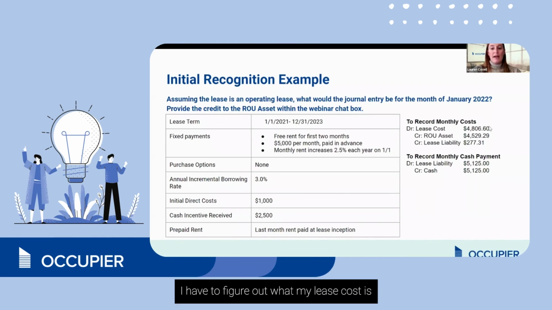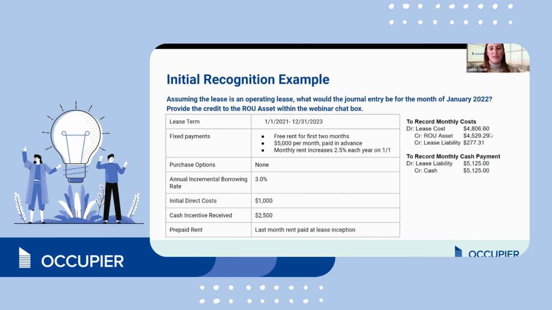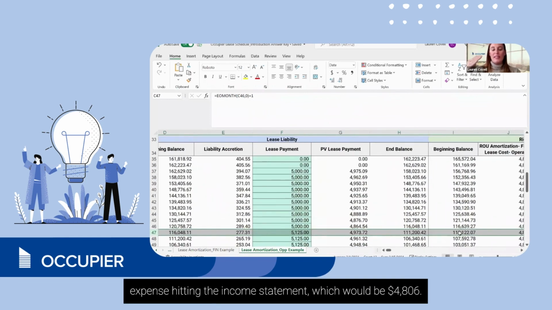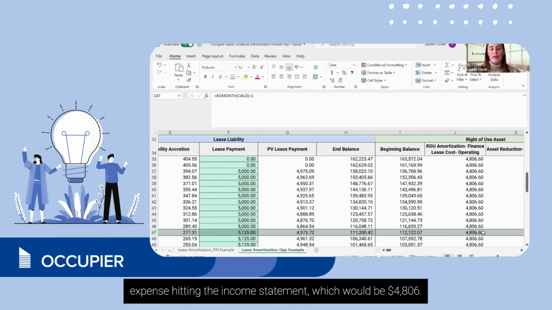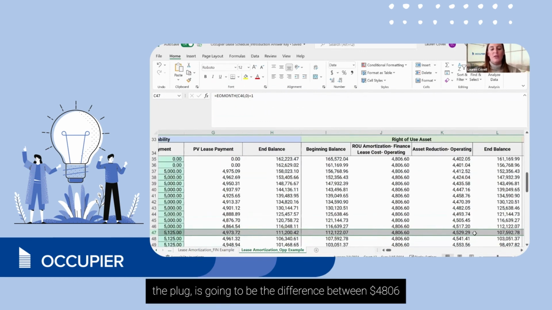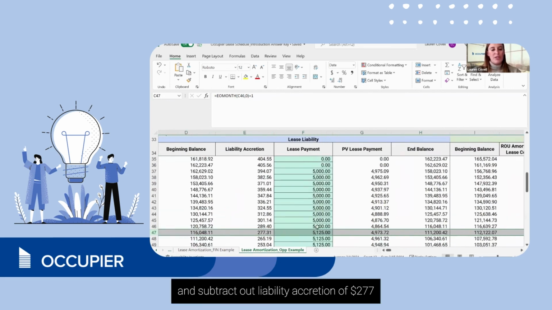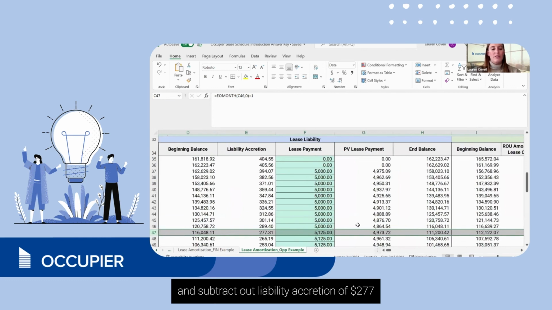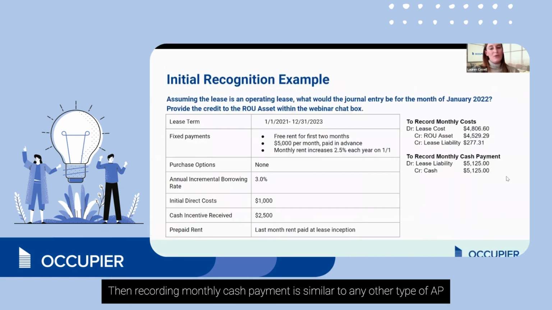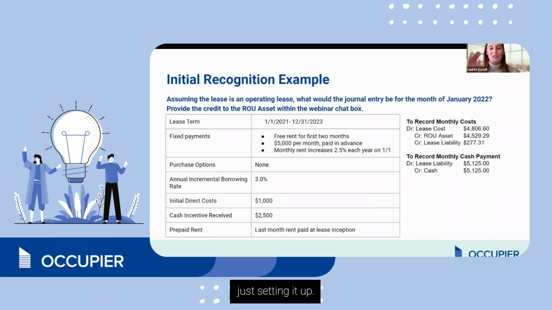I have to figure out what my lease cost is, which is that straight line expense hitting the income statement, which would be 4,806. My asset reduction, the plug, is going to be the difference between 4,806 and the liability accretion of 277, to get to this asset reduction of 4,529. And recording the monthly cash payment is similar to any other type of AP, just sending it out.